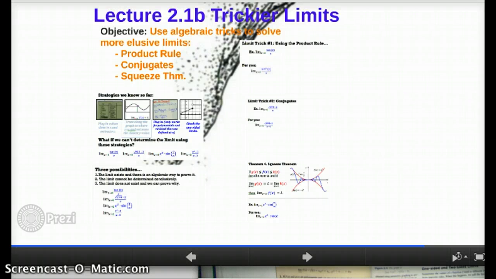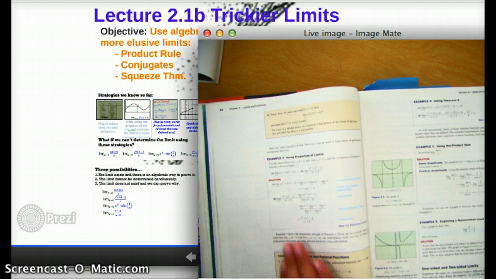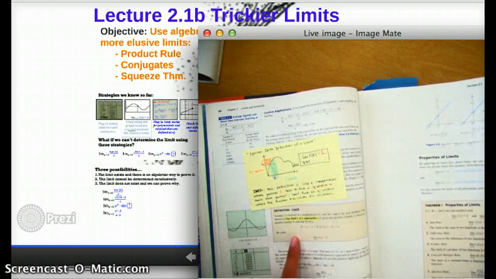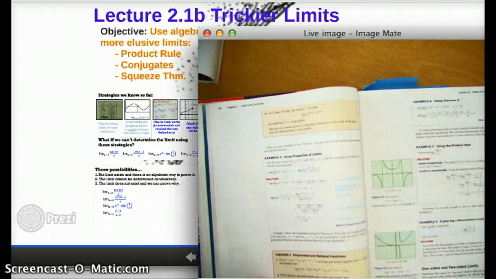Welcome to lecture 2.1b. In this lecture, we'll talk about some algebraic tricks for harder limits. If you've been following along in your textbook, you'll realize that by now we've been through the first half of this section, including limit properties and piecewise functions.